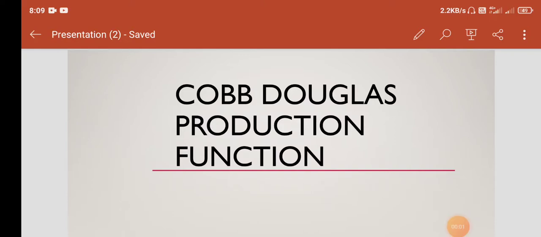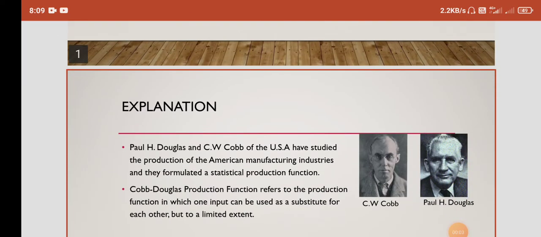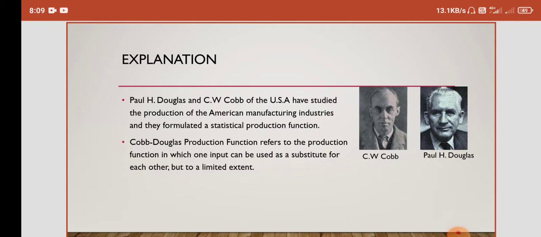Cobb-Douglas production function. First of all, I have to explain what is production and what is production function.